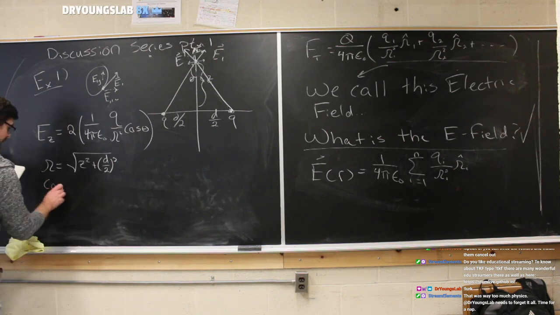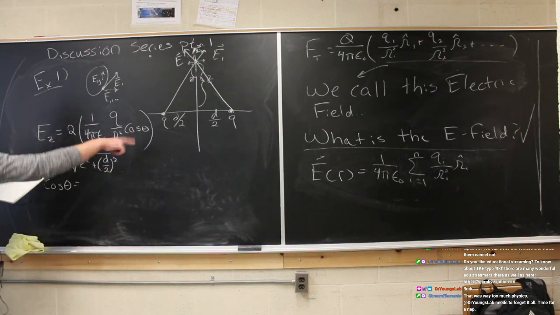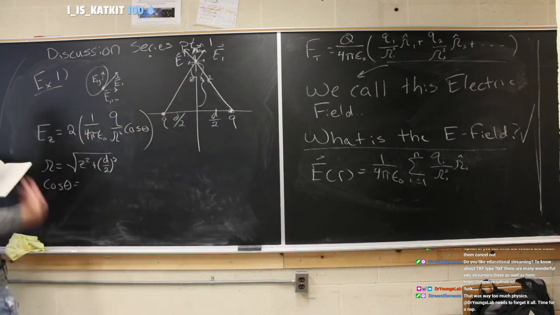And this cosine theta, we can describe it in terms of things that we know like d over 2 and z. No, my chalk. Okay.